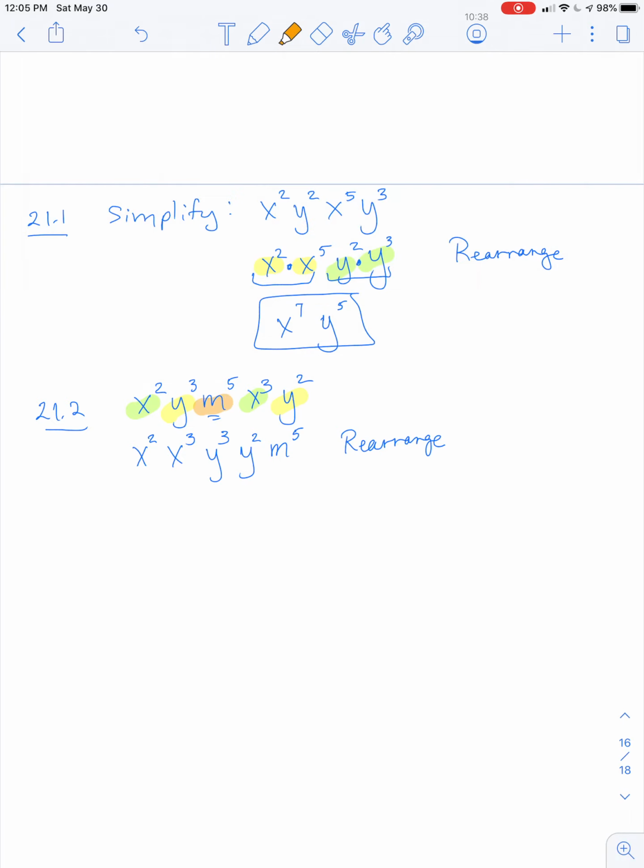All right, so there's our three groups of variables, and we've rearranged them so they're next to each other so we can do our addition. Our eyes don't get mixed up on what we're adding together. So we have x's here. We add our exponents for x to the fifth, y to the fifth, and m to the fifth. That is the answer to that particular problem.